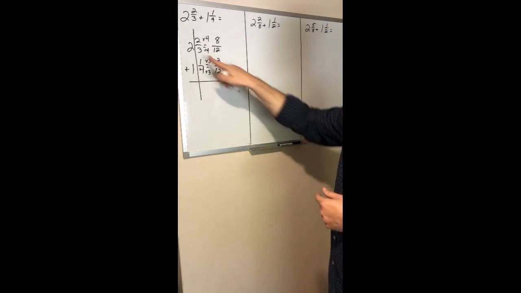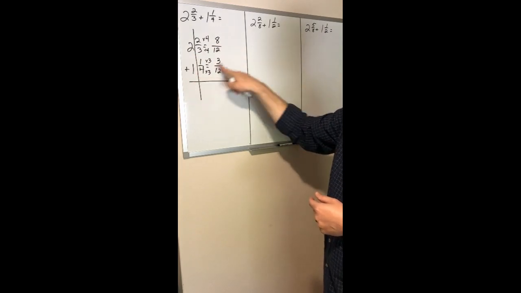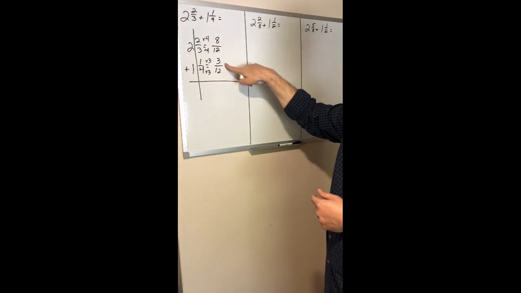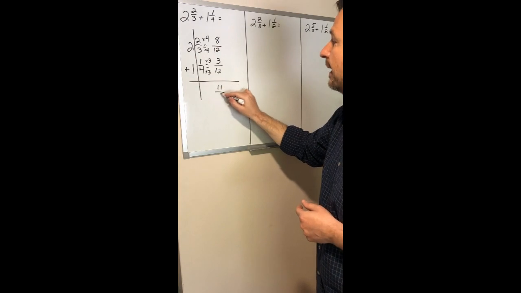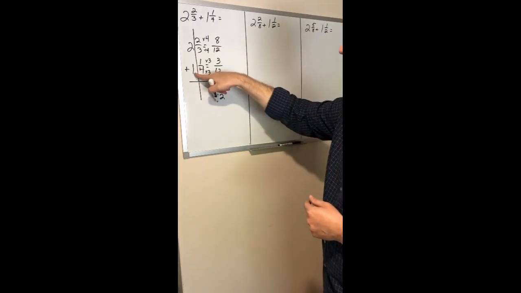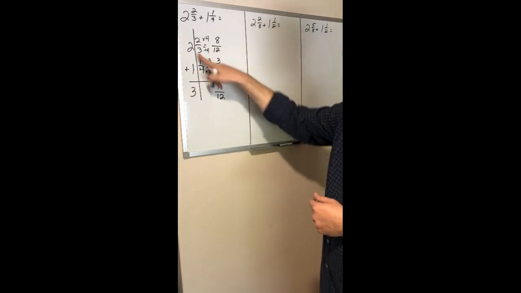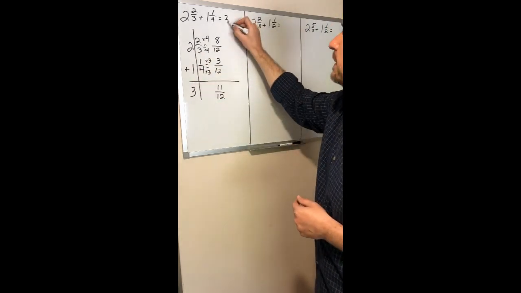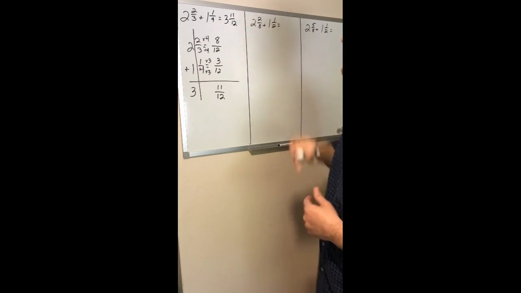Now what I have is 2 and 8/12 plus 1 and 3/12. Well, 8/12 plus 3/12 is 11/12. And that was the answer we had before, except now I have to add the whole numbers. So 2 plus 1 is 3. So this becomes 3 and 11/12.